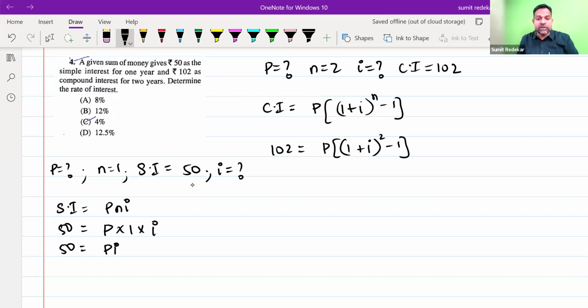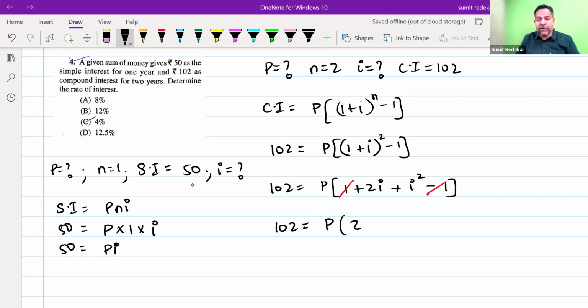Unfortunately, there is no further simplification that is possible. What I can do, though, because it is just two years, is square it. 102 is P into (A plus B) whole square, which is A square plus 2AB plus B square minus 1. If I simplify this further, the 1 and the 1 cancel. What am I left with? I'm left with 102 is P into (2I plus I square).